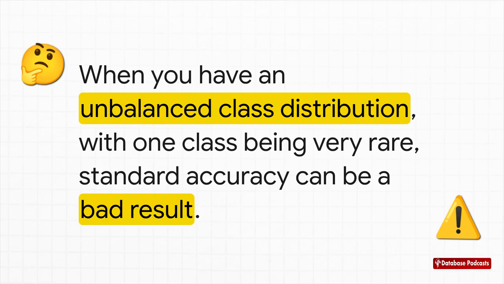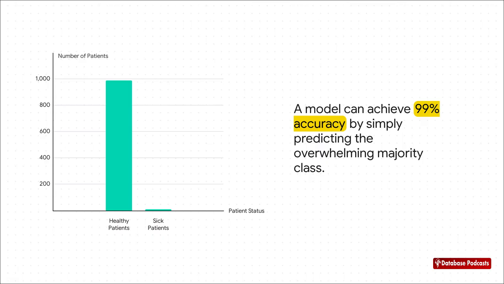Let's cook up a high-stakes scenario. Imagine we're building a model to detect a very rare but very serious disease. In our population of 1,000 people, only 10 are actually sick. This is a classic example of what we call an imbalanced dataset. Now, this is where things get a little weird. It's actually shockingly easy to get that high accuracy score. A really lazy and frankly totally useless model could just predict that every single person is healthy.